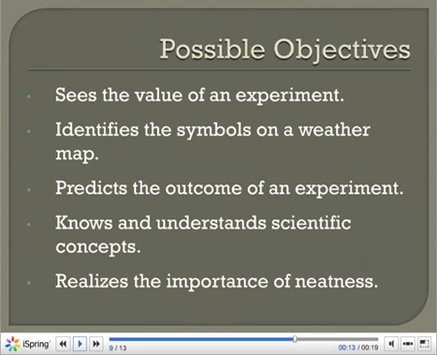Sees the value of an experiment. What do you think of this one? It is poorly written because it's hard to observe if someone sees the value of an experiment.